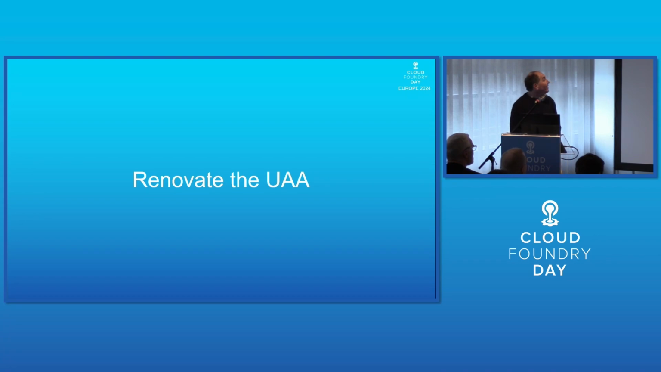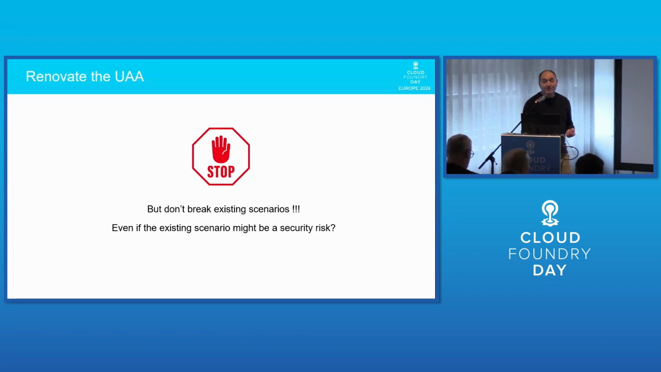But now we want to talk about the good things, how we can renovate the UAA. Renovating UAA always means: but don't break my existing system. That is what we always hear if we bring out releases. You have brought in a regression, you have stopped my system, I cannot log in anymore, and all these crying things. But we need to do it, and therefore I try to explain what we did.